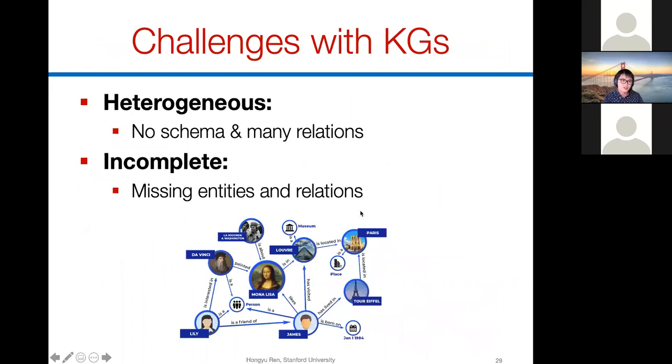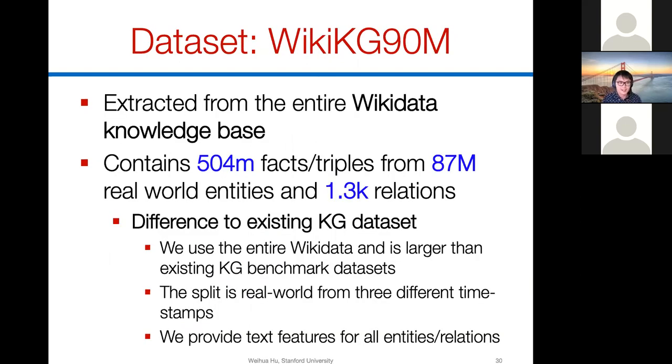The challenge with knowledge graphs is that they are heterogeneous. There are so many relationships, and they are incomplete, meaning that there are missing entities and relations, and especially a lot of relations are missing. For example, maybe for some pictures we don't know who painted them, and we need to somehow predict those relations. So the dataset is called WikiKG 90M.